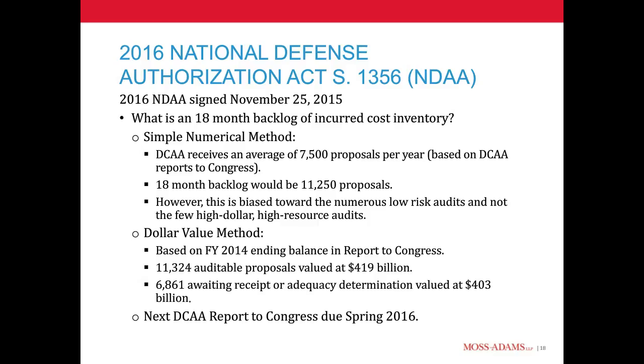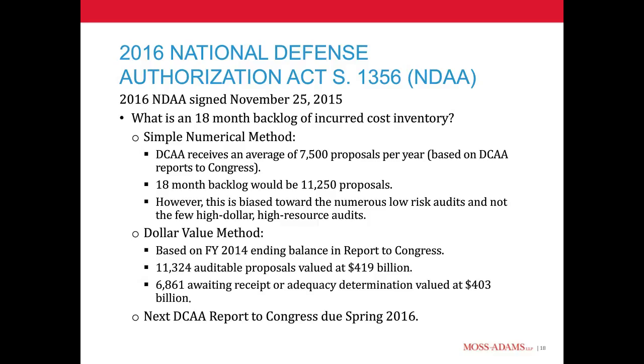However, in that same time frame, we had 6,800 proposals waiting to be audited. So they were more recent proposals, not the prior fiscal year, but the current fiscal year. Or there were proposals waiting to become adequate. Maybe DCAA didn't feel all the schedules were applied, or they weren't properly supported at the time to audit. They weren't basically unauditable proposals, so they were kicked back. But those 6,800 also added up to $400 billion.